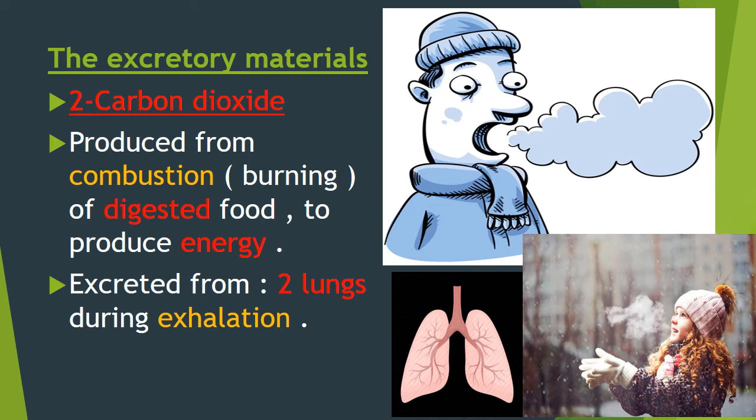We have said that the heart is in the middle of your chest. Do you remember? In the middle of your chest. And the lungs are also in your chest, okay? You can see the shape of the lungs in the picture down on the right side, okay? So carbon dioxide is produced from combustion of digested food to produce energy, and it's excreted from the 2 lungs during a process called exhalation. Exhalation. What's meant by exhalation? It's giving a breath out. You can substitute exhalation by giving a breath out.